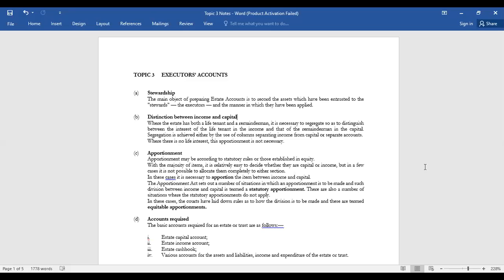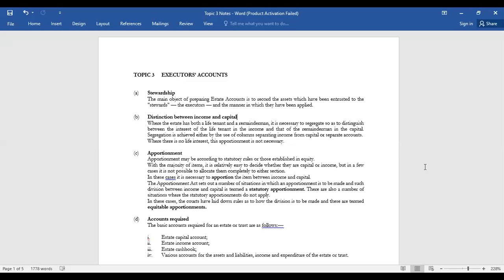The Apportionment Act sets out a number of situations in which the apportionment will be made, and such division of the income or the capital items. And you will see this. This is what we are calling the statutory apportionment. It's already given. It's a statute. It's like a law. We'll just be adopting it.